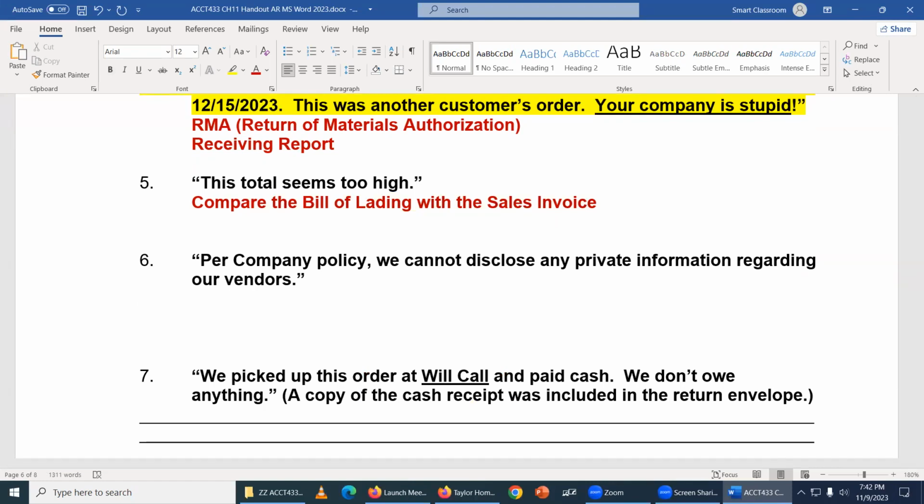Per company policy, we cannot disclose any private information regarding our vendors. Company run by lawyers. What do you do with that?